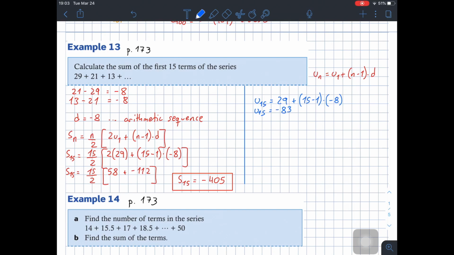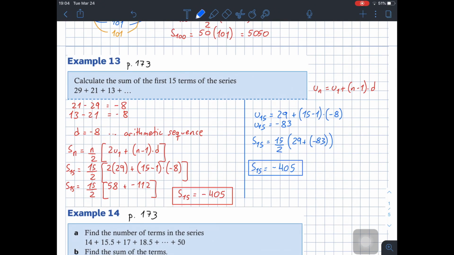Okay, so the sum of the first 15 terms would be 15 divided by 2 times u1, which is 29, plus un, which is negative 83. So there we get S of 15, which would be 15 divided by 2 times 29 minus 83, should give us the same number, and yes, it's negative 405. So that's the other way of solving this exercise.